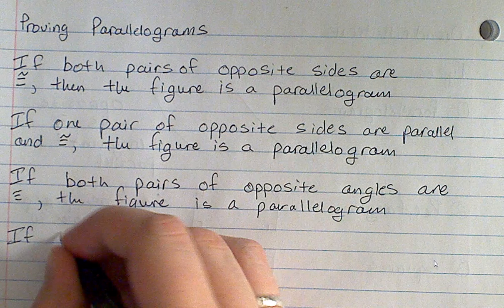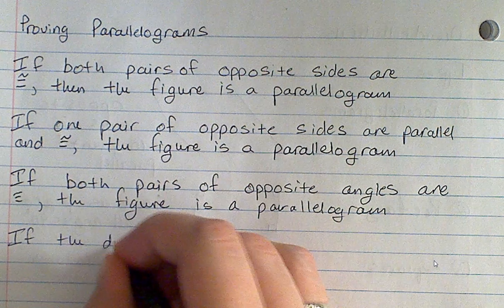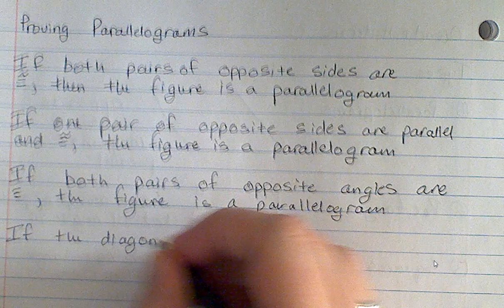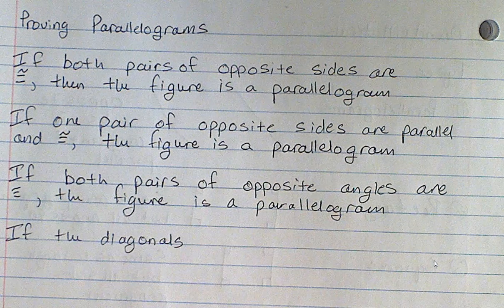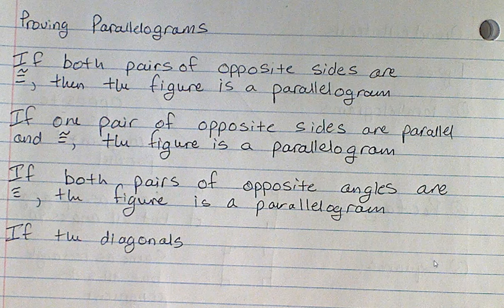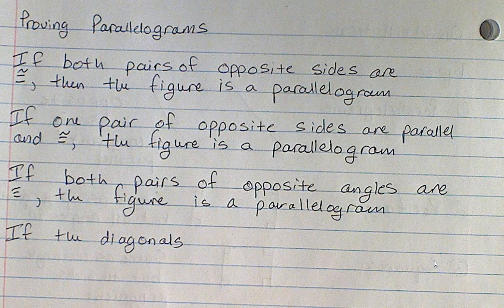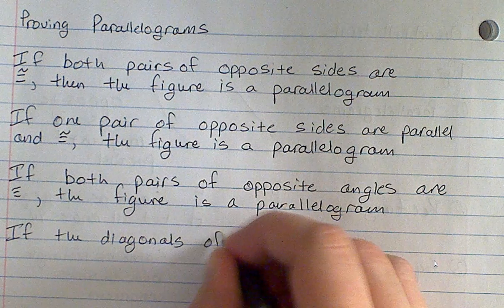If the diagonals of a quadrilateral bisect each other, it's a parallelogram.